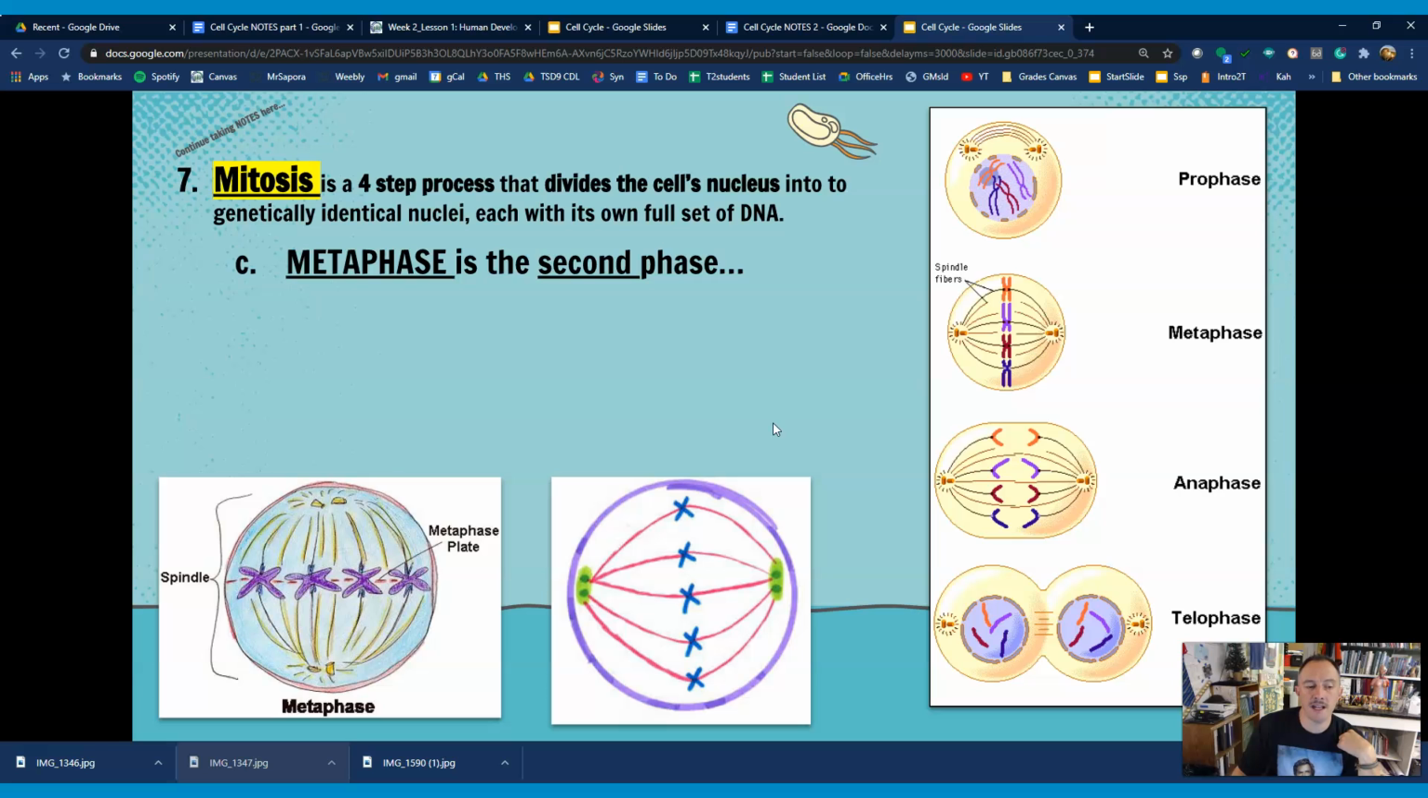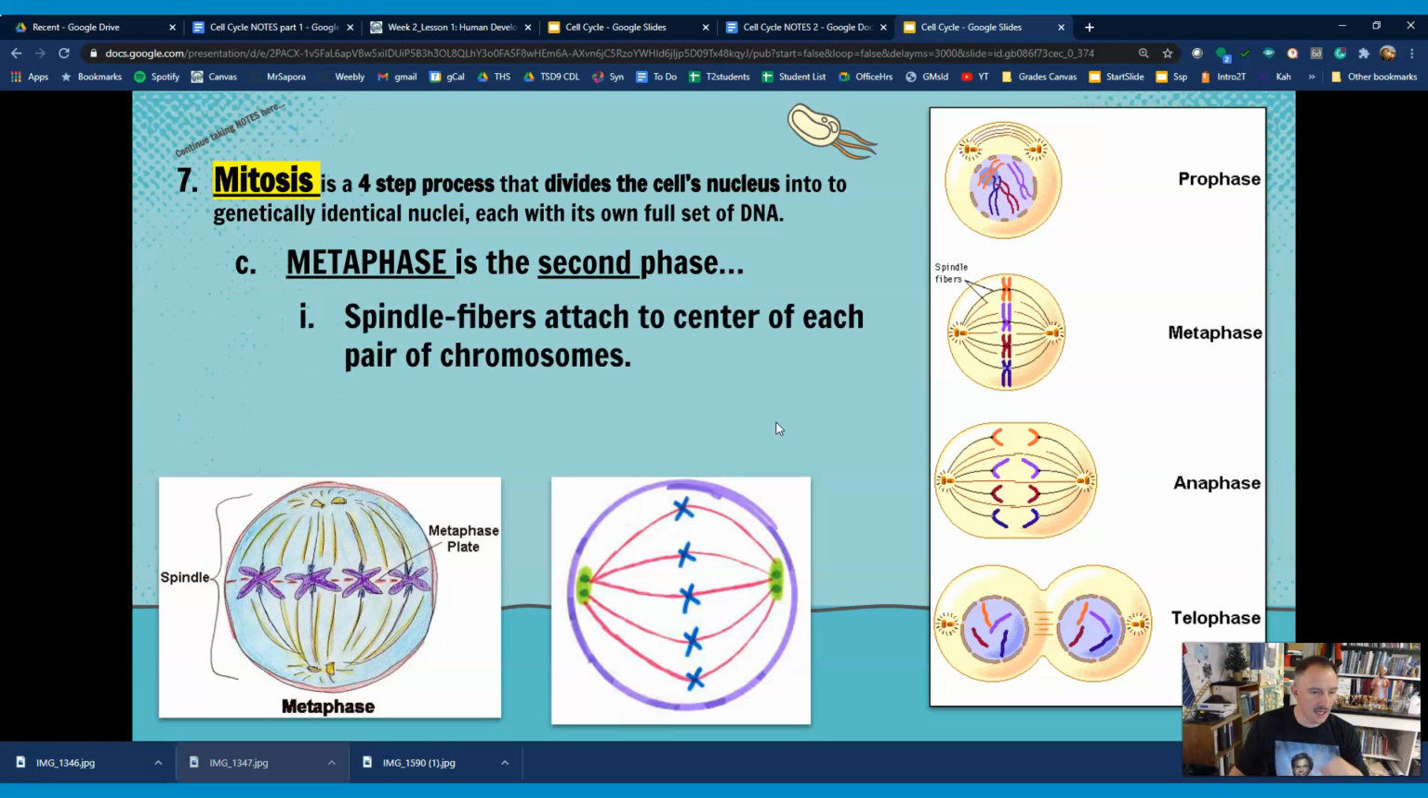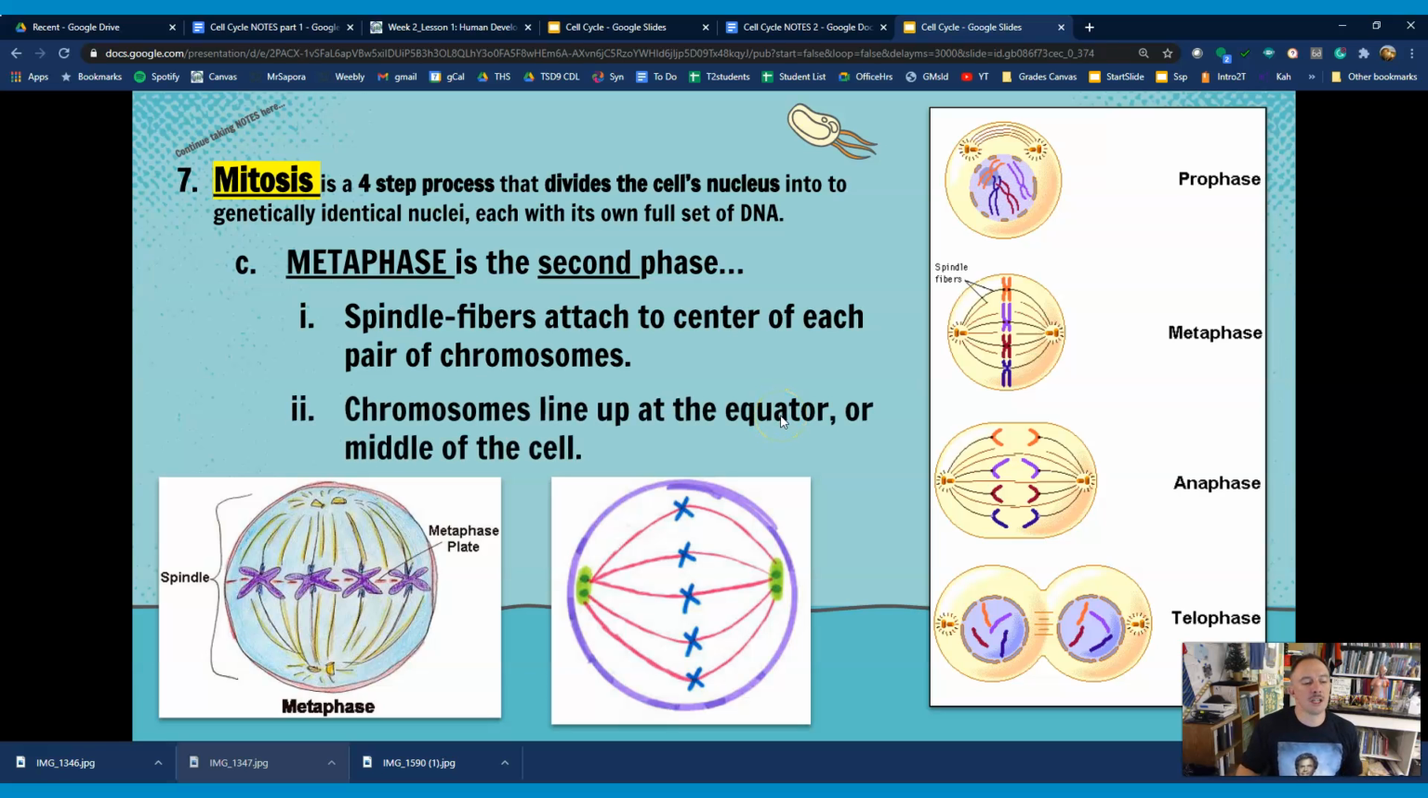M stands for metaphase, and it's the second. And this is where the chromosomes line up on the equator down the middle, and these little protein fibers, I call them spindle fibers, attach to the center of each pair of chromosomes.